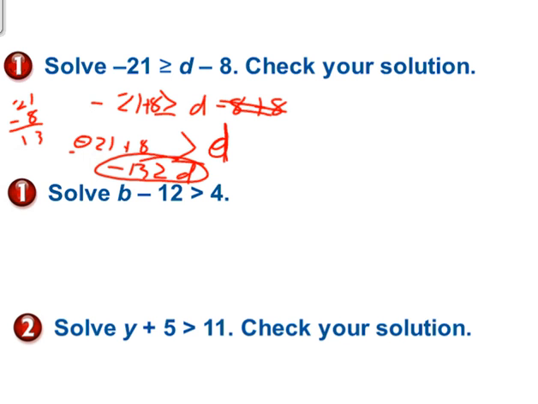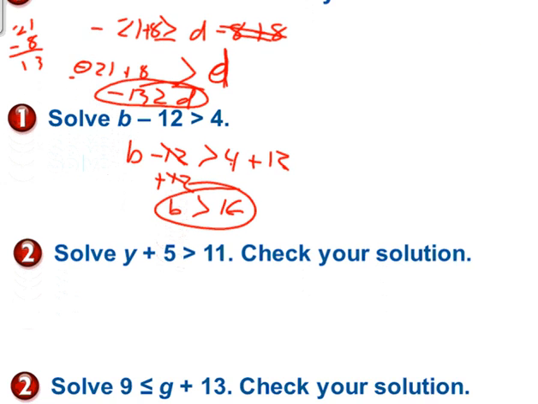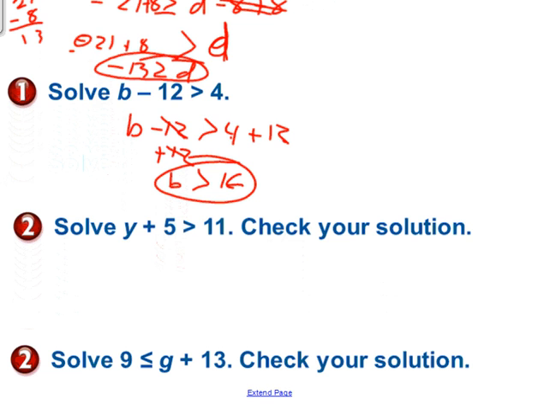Over here, same kind of problem, B minus 12 is greater than 4, so I'm going to add 12 to both sides. These cancel out. B then is greater than 4 plus 12, or 16, so B is greater than 16. I didn't change anything about my inequalities. I continued to work through them the same way.